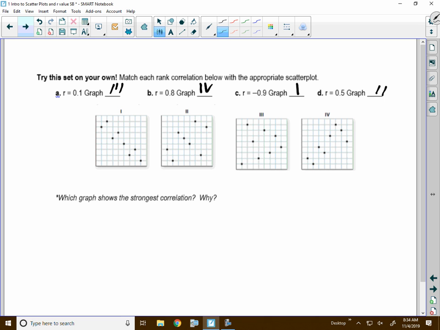Okay, that's a good explanation for which one is the strongest and why it's the strongest. Yeah, go ahead. The first one, it's the most obvious. Good. So you should have said something about the dots being closer together. Okay? It's strong if those dots are closer together.